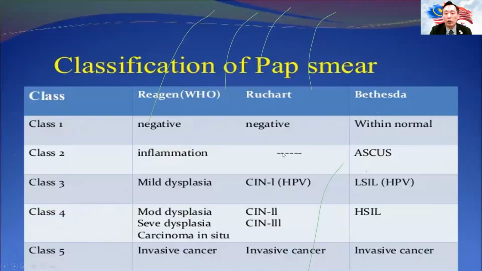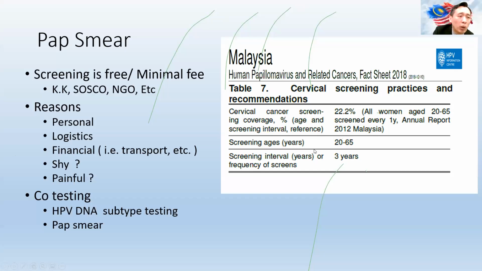So when you talk about Bethesda, we talk about the cytology. Then you talk about Rushat, you talk about the histology. So pap smear, normally the screening is free or with minimal fees. You can go to Klinik Kesihatan. Sometimes the SOCSO or NGO does subsidize. Reasons why people are not doing it: personal reason, logistic, financial problem. Maybe they are shy. Maybe it causes pain.